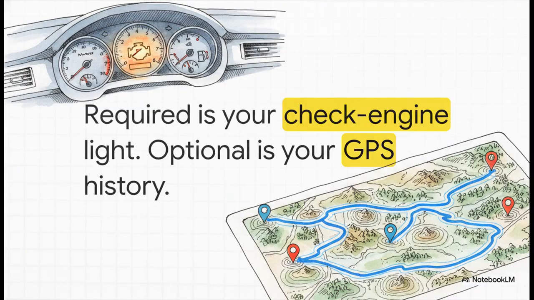I absolutely love this analogy because it hits the nail right on the head. Think of that required tier as your car's check engine light. Microsoft needs that light to know if a part is failing or if a new update just caused a massive crash. But the optional tier, that's more like handing over your GPS history. Privacy advocates make a fair point here. Sure, Microsoft definitely needs the check engine light to fix crashes, but they don't necessarily need to track your entire driving route to keep the car running, you know?